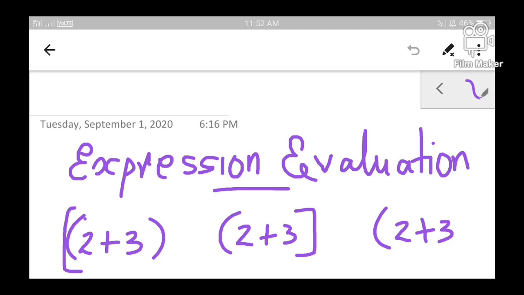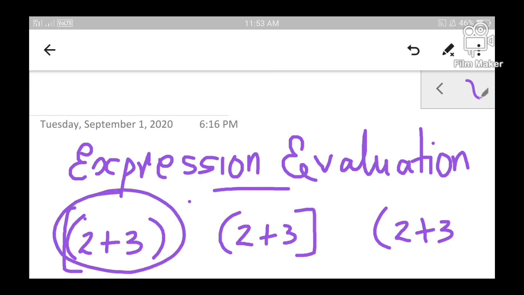Expression is a collection of operands, operators, and parentheses. So, what is meant by expression evaluation? Checking whether a particular expression is valid or not.